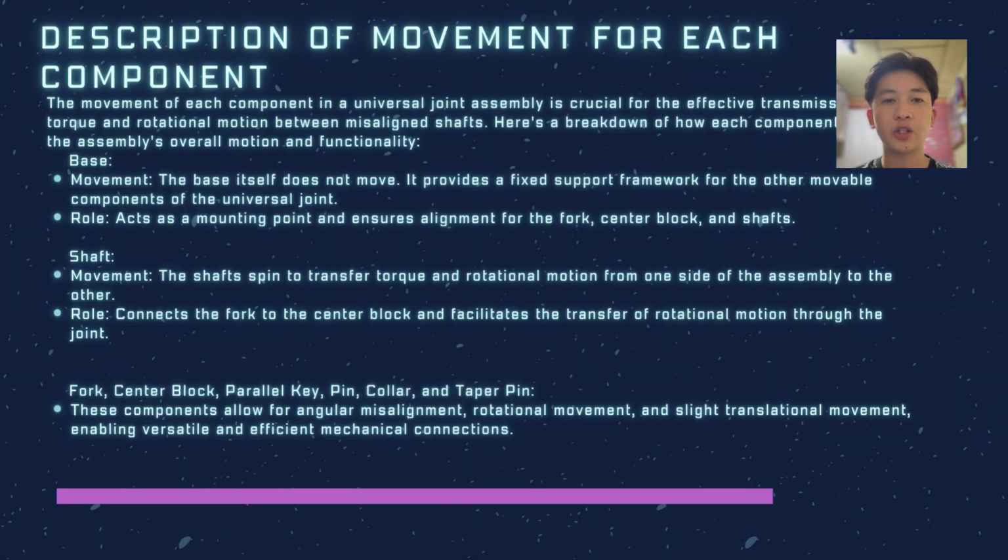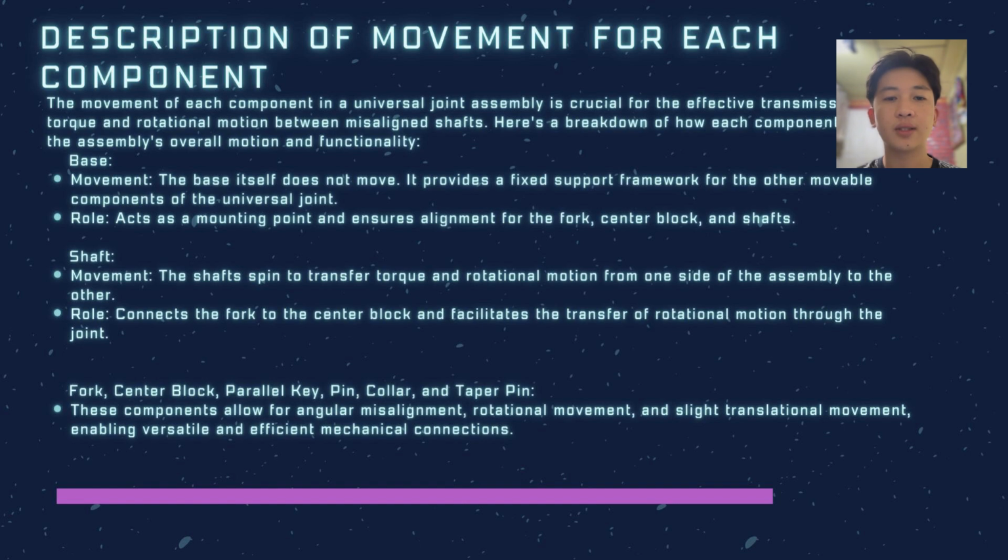Description of movement for each component. The movement of each component in a universal joint assembly is crucial for the effective transmission of torque and rotational motion between misaligned shafts. Here is the breakdown of how each component affects the assembly's overall motion and functionality.